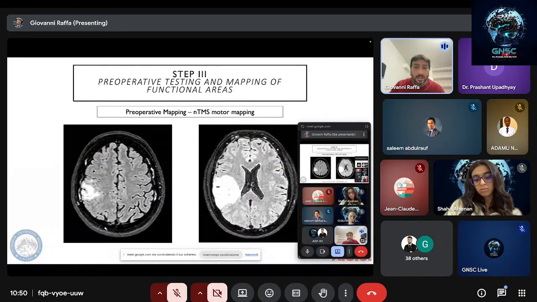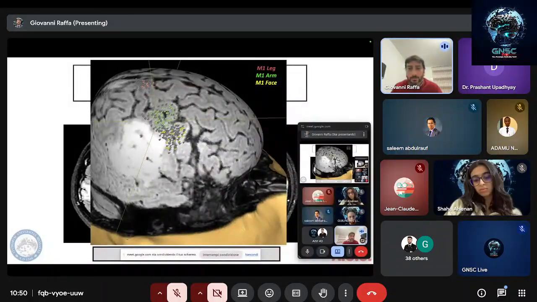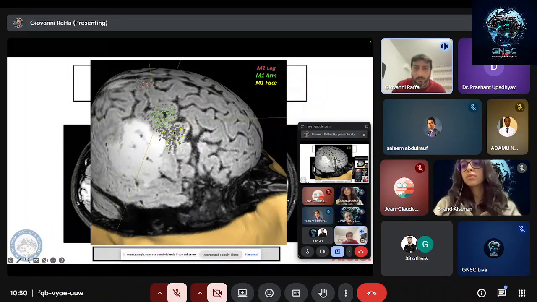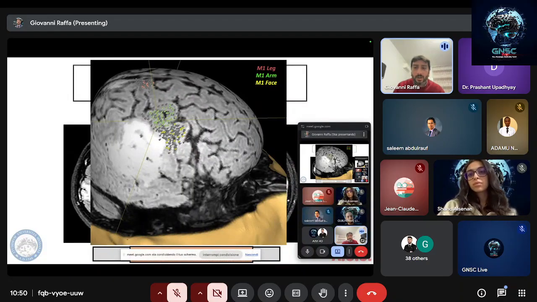Those are some more cases. These two slides are coming from the same patient. You can see here on the left the omega sign. On the affected hemisphere, you can see that the lesion probably involves the motor cortex. So probably this is a high-risk lesion. But if you look at our mapping, you can notice that the lesion is just posterior to the motor cortex. It's very close, but it's not infiltrating the motor cortex. So this kind of lesion can be resected, for example. So the risk is not so high.